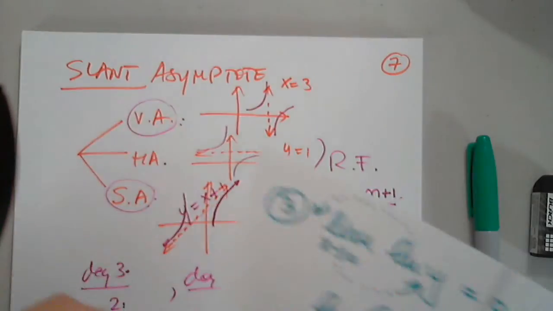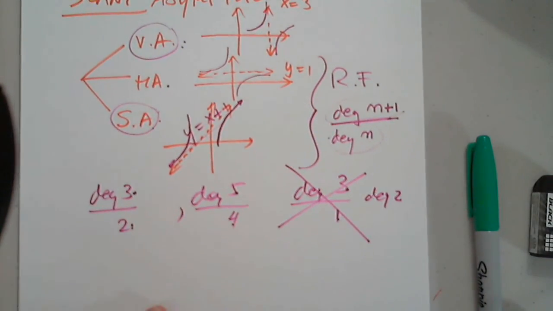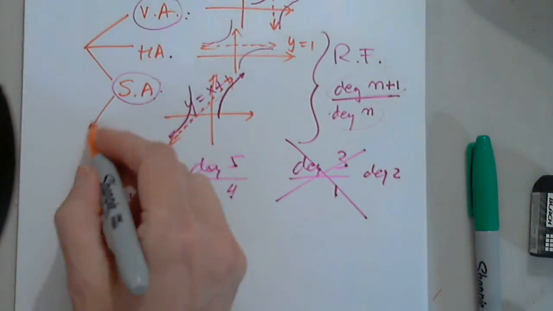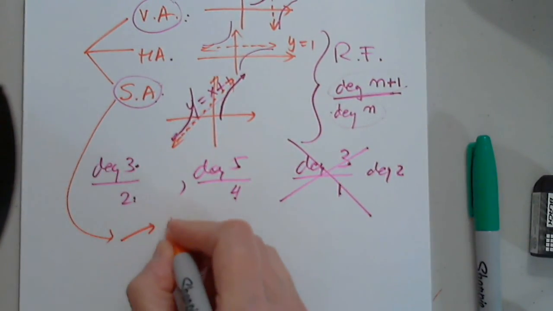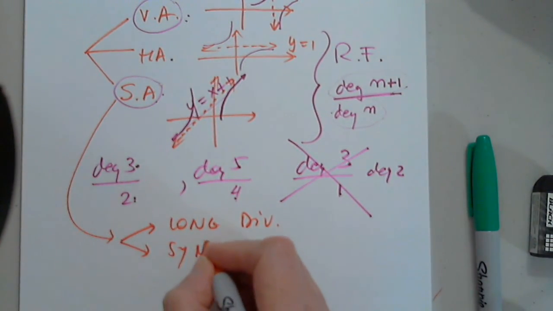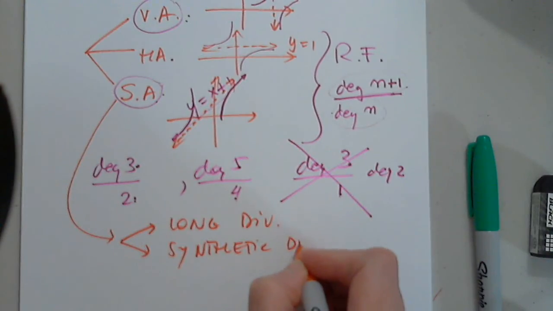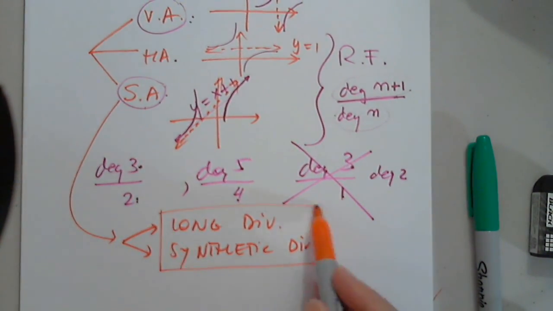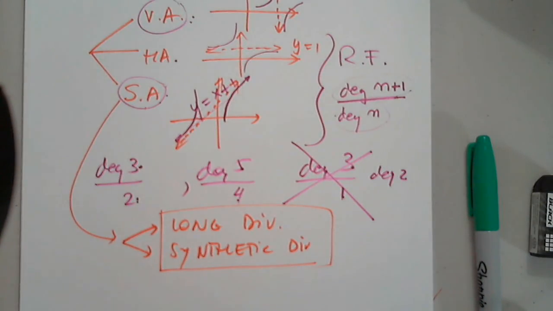Okay, so everything else is the same, everything gets determined in the same way, but for the slant asymptote, we will be using either long division or synthetic division to find it. We have to use either long division or synthetic division. And this is the end of 4.